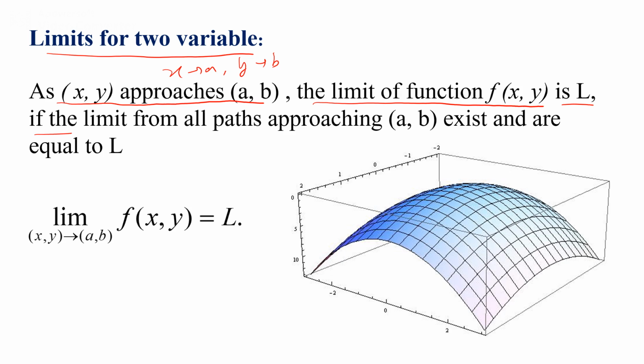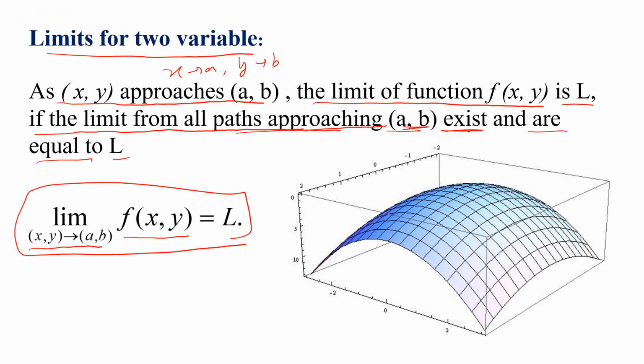And if the limit along all paths approaching (A,B), meaning whatever path we use to reach (A,B), exists and is equal to some number L, then we can say that when (x,y) tends to (A,B), the function f(x,y) gives L. So the limit of that function at (A,B) is L and it exists.